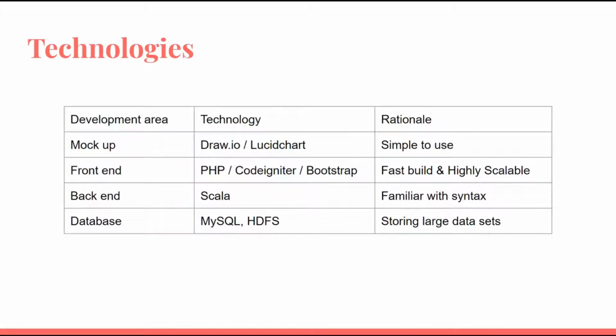Technologies used to deploy ArtCloud: in the area of mockup, Draw.io and Lucidchart were used because they were simple to use. PHP, CodeIgniter, and Bootstrap were used in the front end due to high scalability and fast builds. Scala was used for backend code as it was compatible with Spark and easy to learn due to its similarities with the Java programming language. Lastly, for our database system, MySQL and the Hadoop distributed file system were used as they allow for storing large data sets.